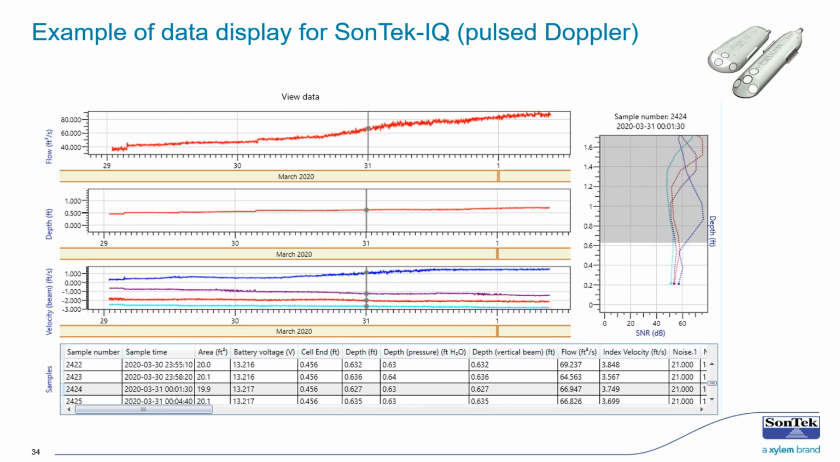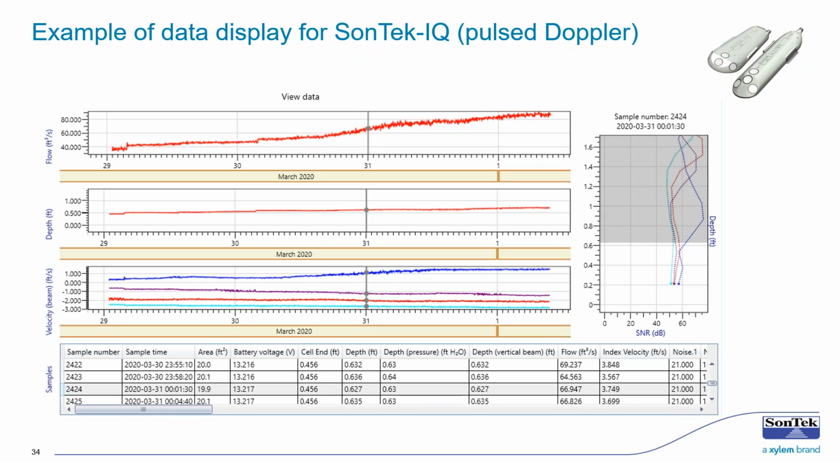And the third graph here, which we included, is a graph of the velocity beam data. So this is data from each individual velocity beam. On the right, we actually have a profile of our signal to noise ratio, or signal strength, for each individual beam. And this is something the instrument does in the background to understand what the quality of each individual beam is and ensure that the instrument is operating properly.